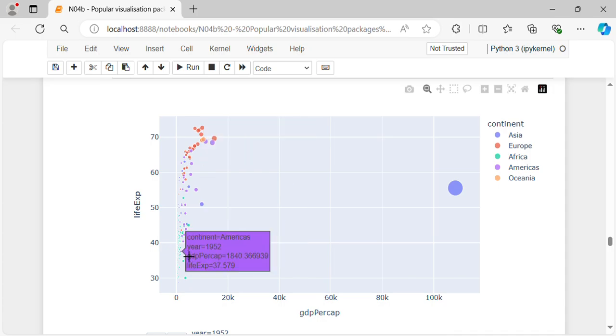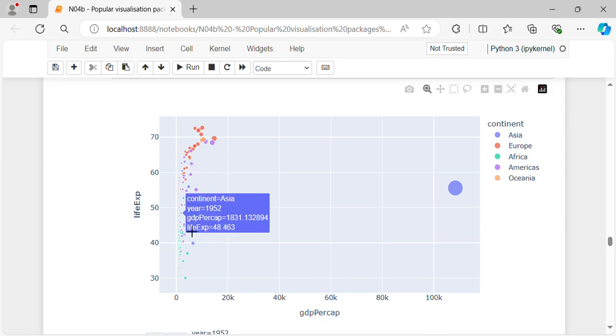And the green ones, which are over here, this is for the continent Africa, and this is in the year 1952. GDP per capita is around 1,000. Life expectancy, the lowest is 30, and the highest seems to be around 50. So for Africa, it's quite low.